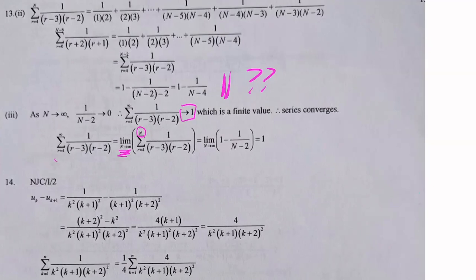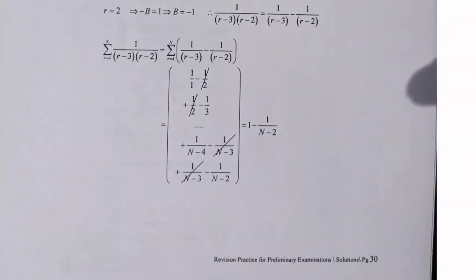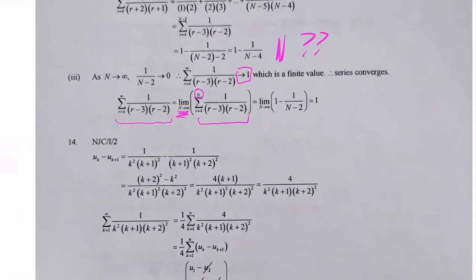Okay, so in this case, if you sum from r equals 4 to infinity, what you need to do is replace the infinity with capital N, then take the limit as n goes to infinity. So this guy, you get an expression here. Using the answer from the previous part, what do we have? We had 1 minus 1 over n minus 2, right? From the sum from 4 to n.